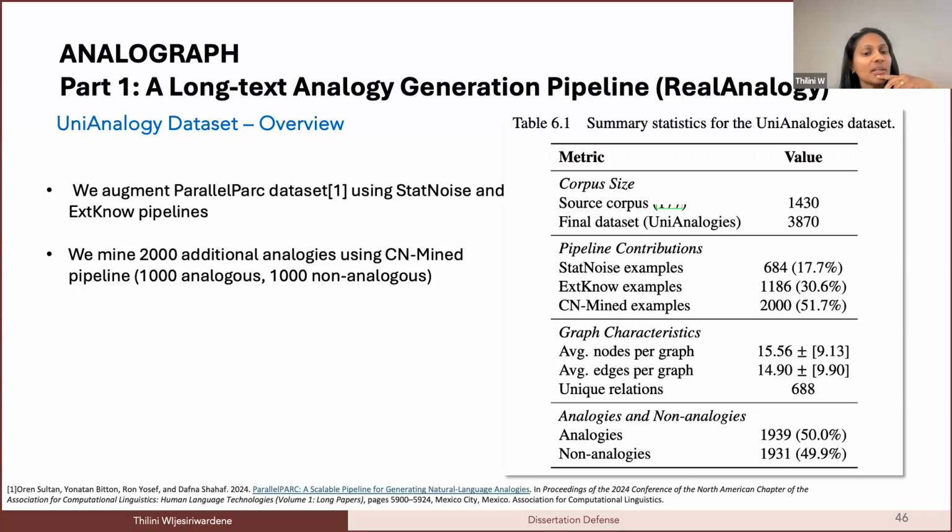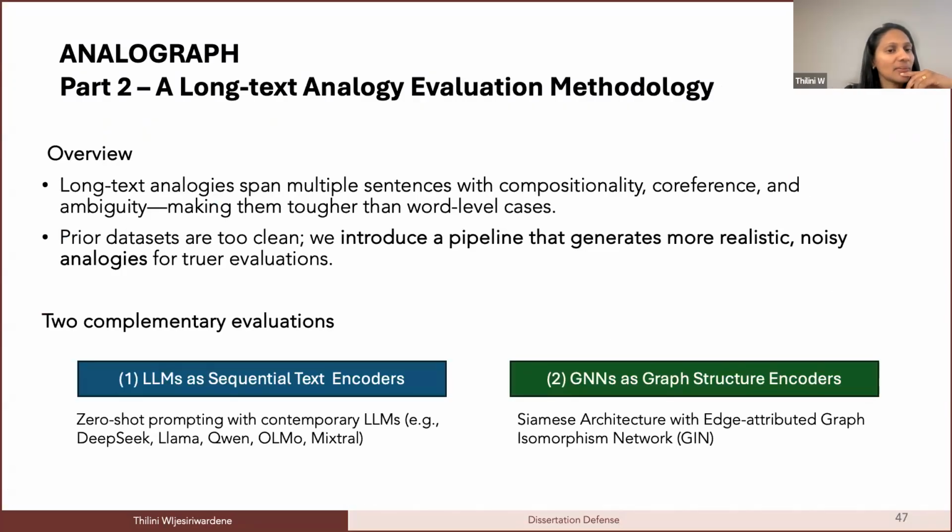You can see it's a fairly balanced data set. And then we move on to evaluation of this data set. So at a very high level, long text analogies span multiple sentences with compositionality, coreference, and ambiguity. Even with triples, you have several triples now. Now it is tougher than the word level case. In prior data sets that were very clean, it would have been easier. But in this case, we evaluate what is happening, right?